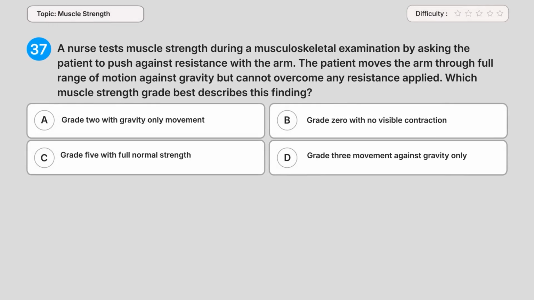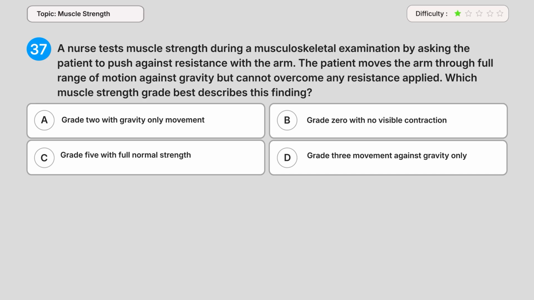37. A nurse tests muscle strength during a musculoskeletal examination by asking the patient to push against resistance with the arm. The patient moves the arm through full range of motion against gravity, but cannot overcome any resistance applied. Which muscle strength grade best describes this finding?